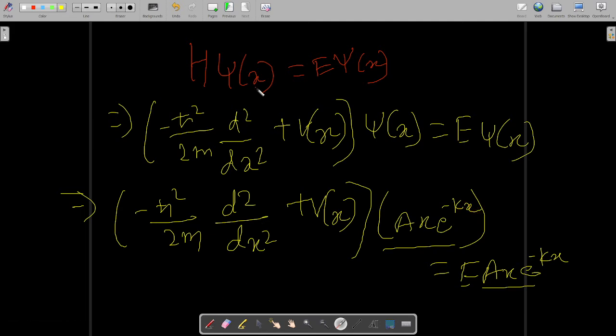In order to do that, I will perform certain steps over here. So let me perform the steps. So d by dx, first of all I am finding the single differentiation.